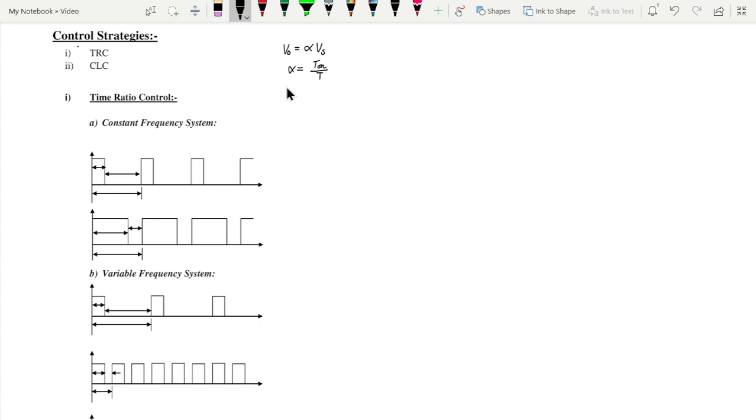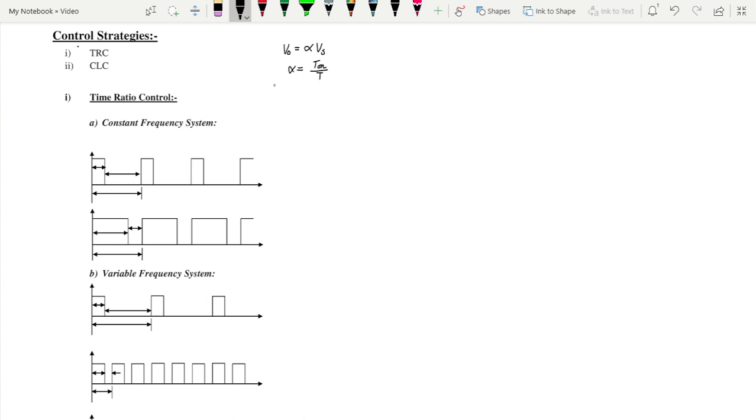And we know T on is always less than T. Therefore, V0 is always less than Vs. So that's why it is also called step down chopper. This I have discussed in my previous lecture. Go through the previous lecture for clear description.